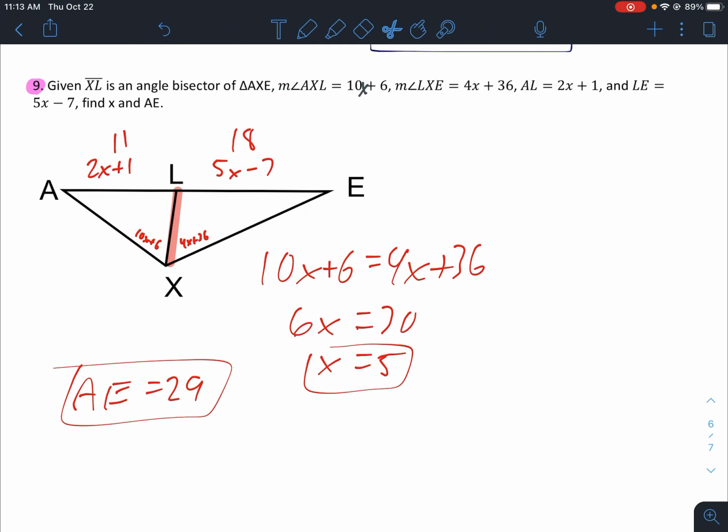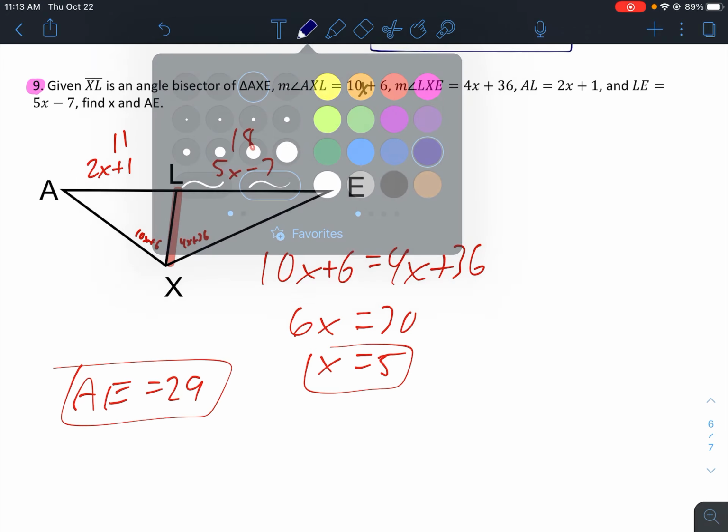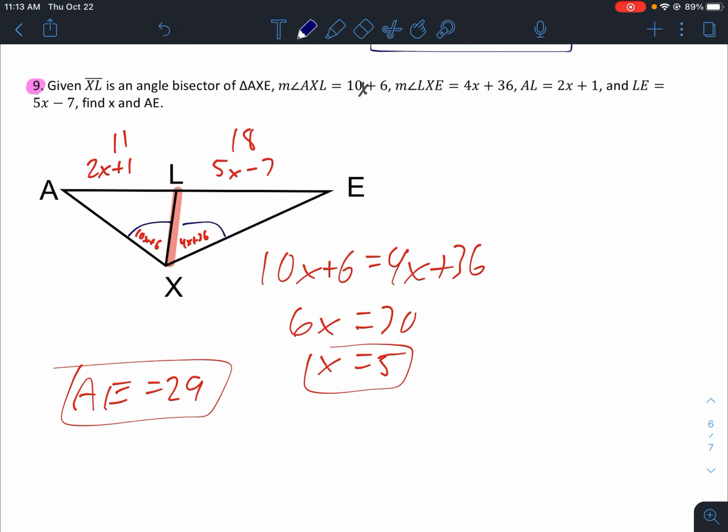All right, there's all your work for number 9. You should have got your final answer to be x equals 5 and AE to be 29. We knew that this was our equation because angle bisector gives us these two angles are congruent. Plug that 5 back in over here and add those together to get our 29. That'll do it for section 4.2.